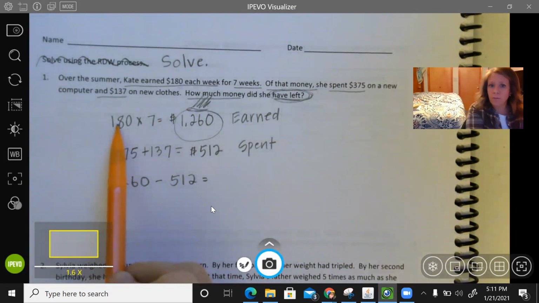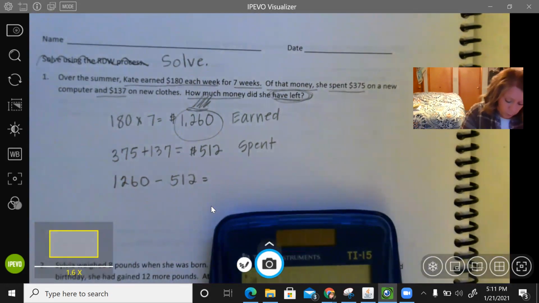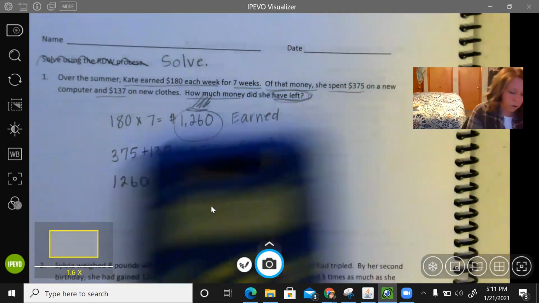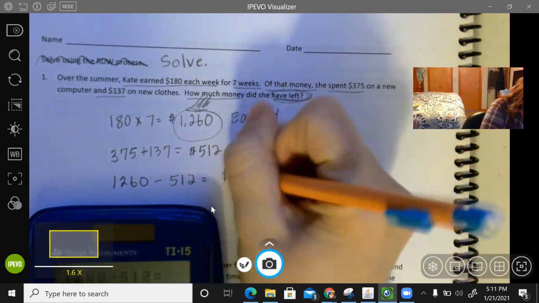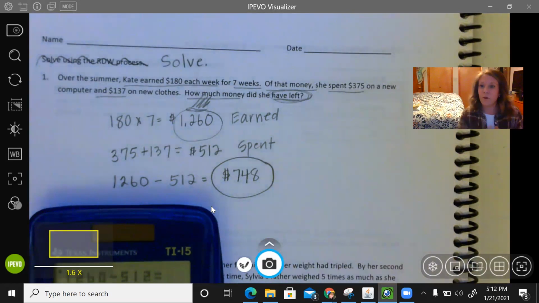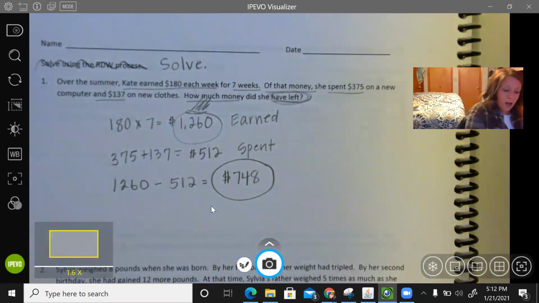You know how to do that. You know how to add and you know how to subtract. So it is possible. You've learned all of these skills. So when I type 1,260 minus 512 in my calculator, I get a total of $748. If you're up for the challenge, you could try solving these using paper and pencil first, and then checking with your calculator. So let me go back and make sure my answer makes sense.